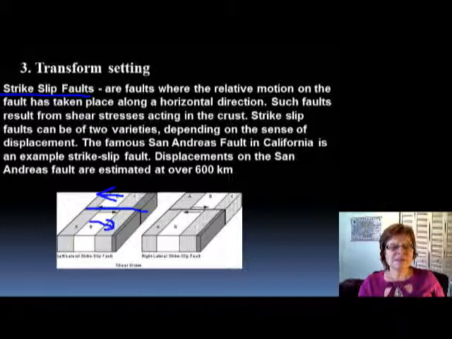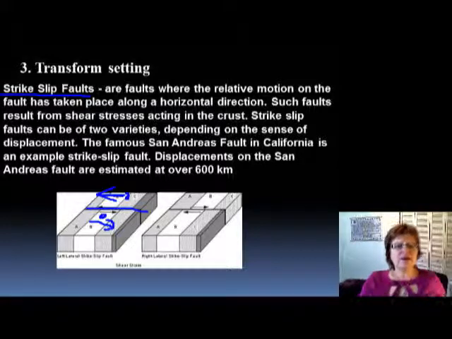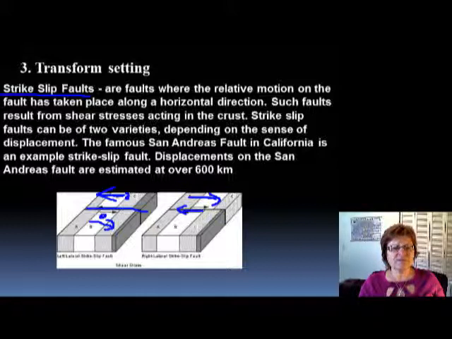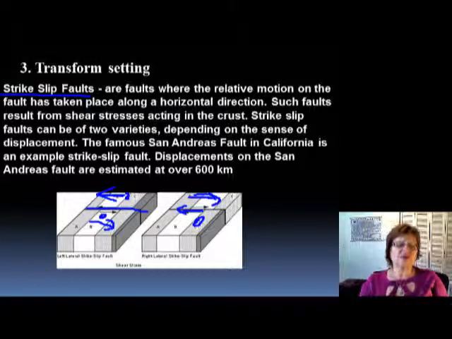If it's left lateral, you can stand on one block and see that the other one is moving to the left. So you're standing here, moving to the left. But if you're standing here and looking which way this is going, still going to the left. Now, when you have a right lateral strike slip fault, then this block is moving that way and this one is this way. And if you're standing here, watching the other one, you can see it's going to the right. So that's a right lateral strike slip fault. Left and right lateral strike slip faults. The San Andreas is a typical right lateral strike slip fault.